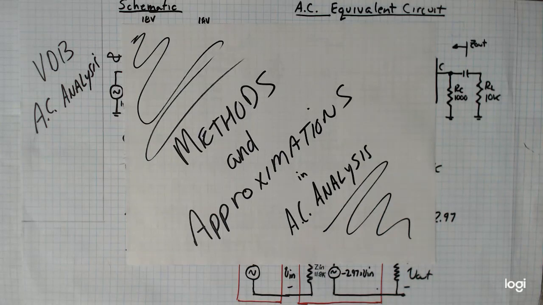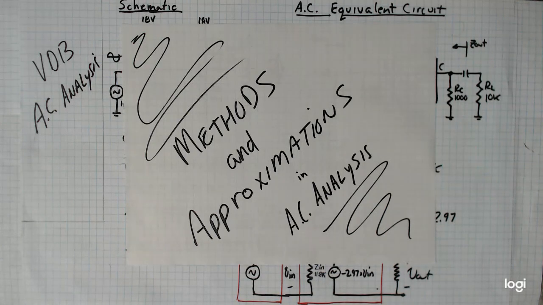Today I want to talk about methods and approximations in AC analysis. I think I've said before that there's a lot of things I like about Malvino. However, one of the things that he does is he starts using approximations rather quickly and before the students really know what's going on. He's been doing it a long time. He knows which things can be thrown away pretty quickly, but you guys sometimes don't.